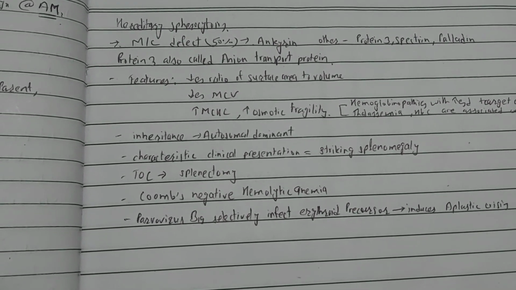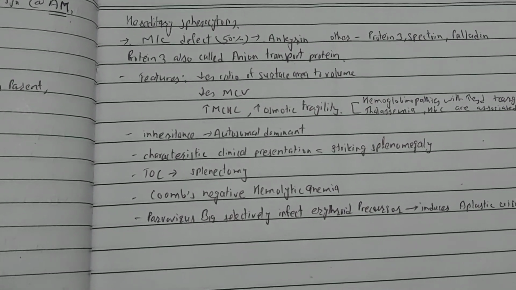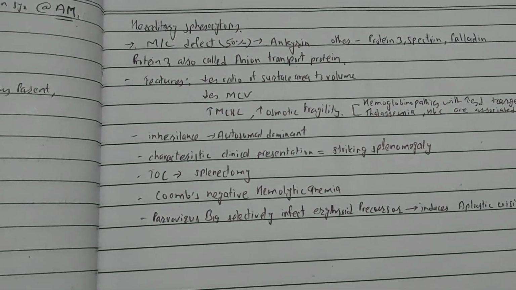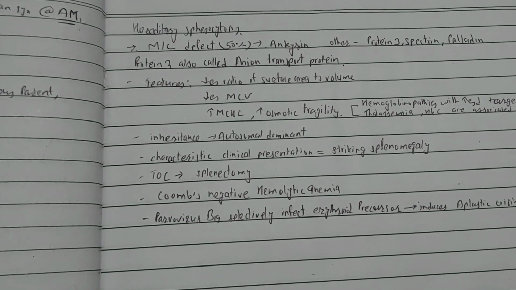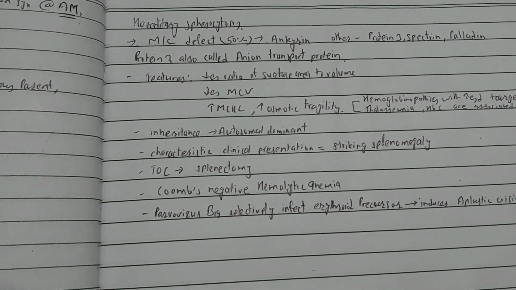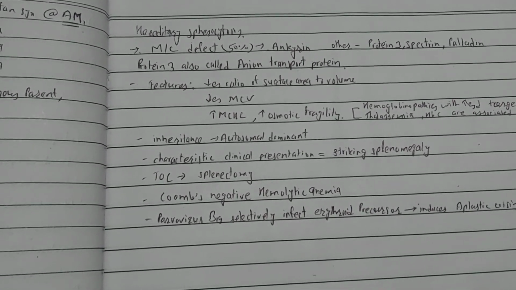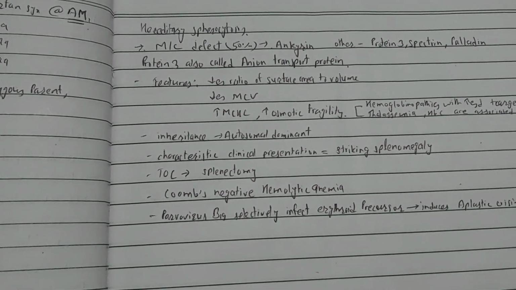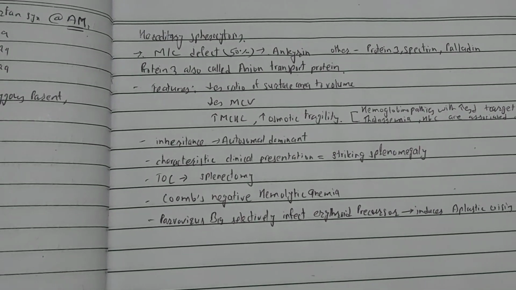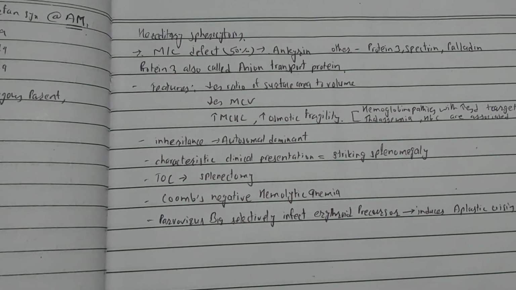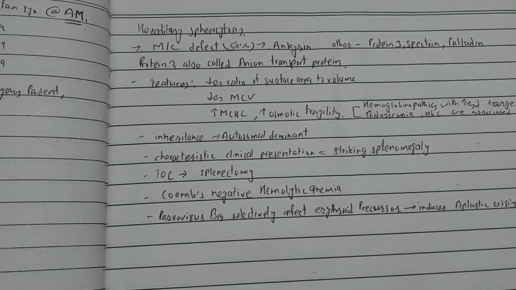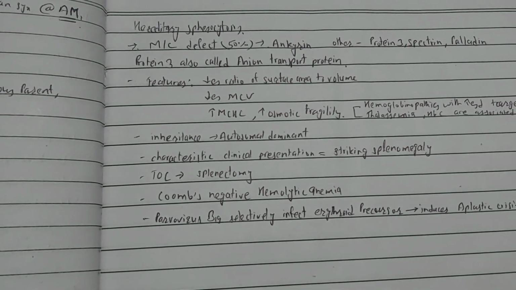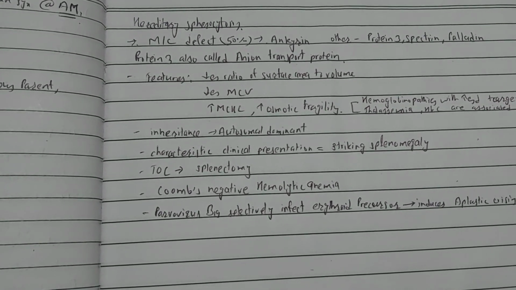Symptoms generally appear first when parvovirus B19 infects the person with hereditary spherocytosis. Parvovirus B19 is the smallest DNA virus that selectively infects erythroid precursors. So it induces an aplastic crisis in the patient with hereditary spherocytosis.